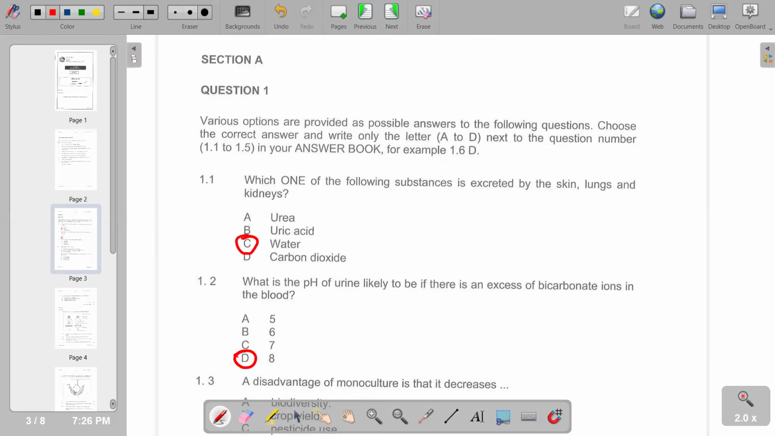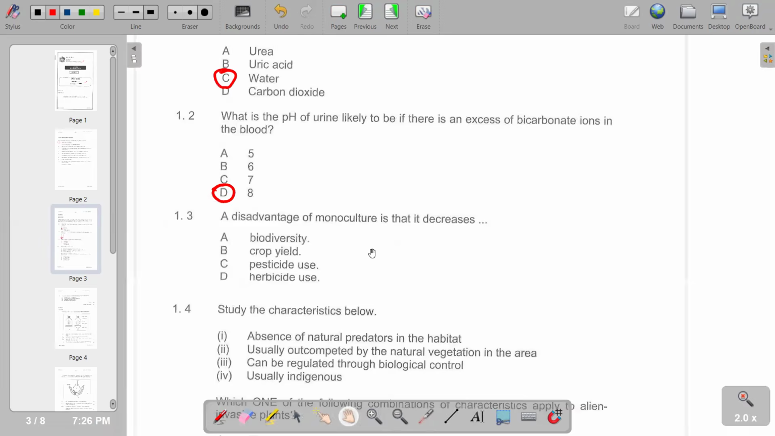So we go to the next question. A disadvantage of monoculture is that it decreases. Remember, monoculture is cultivation of a single crop in a given area, or we are saying it is the practice of growing one crop in a field at a time. Basically, monoculture increases efficiency in planting and harvesting crops. According to our question, it requires us to come up with the disadvantage of monoculture. So we're going to see that we have various disadvantages that we can deduce from monoculture.